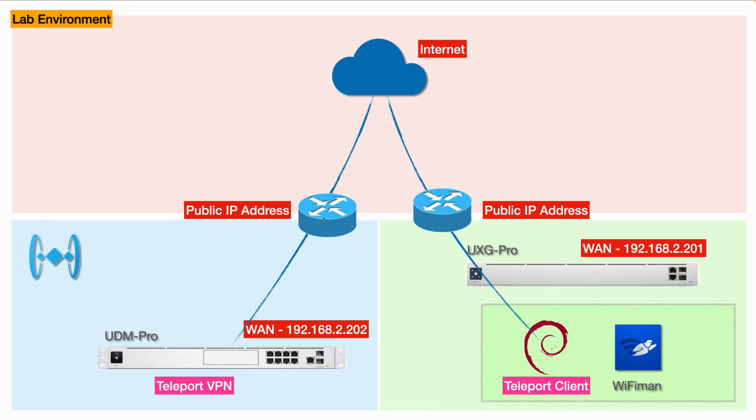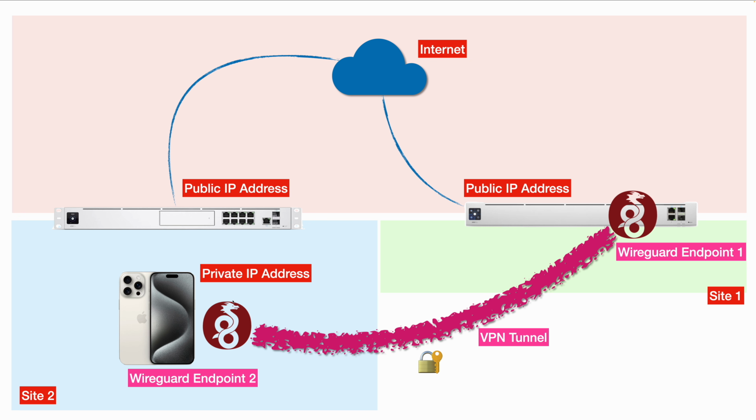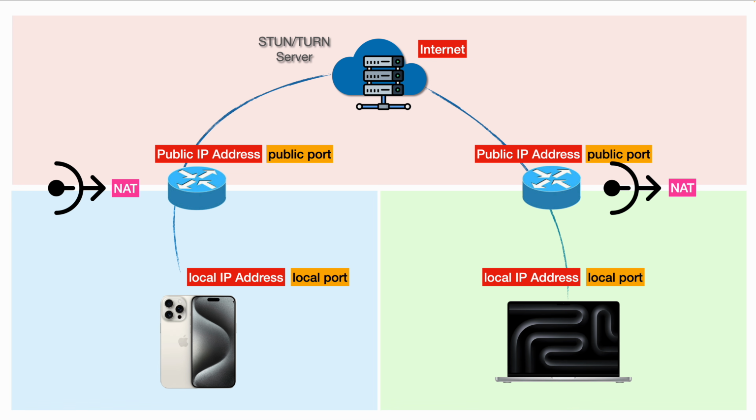In this video, we will see how Teleport establishes the VPN connection. We will discover what VPN it is using. The answer is WireGuard. We will see. Then we will talk about how, if each peer is behind another router, they even establish a VPN connection.